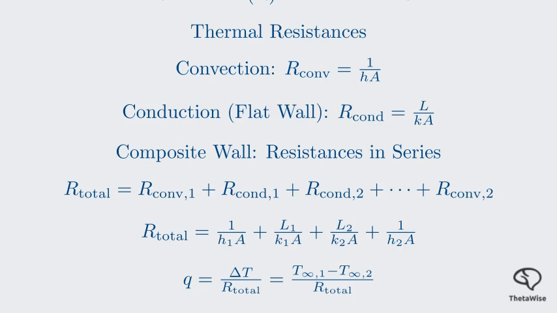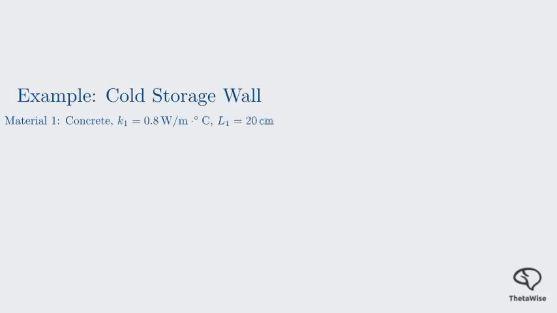This concept of thermal resistance networks, especially those in series, is a fundamental building block for understanding heat exchangers. Let's work through a practical example to solidify our understanding of composite walls. Imagine a cold storage wall, a common application where we want to keep heat from the environment out of a refrigerated space. We have a concrete wall with a thickness of 20 centimeters, on the outside of which is a 5 centimeter thick layer of insulation.